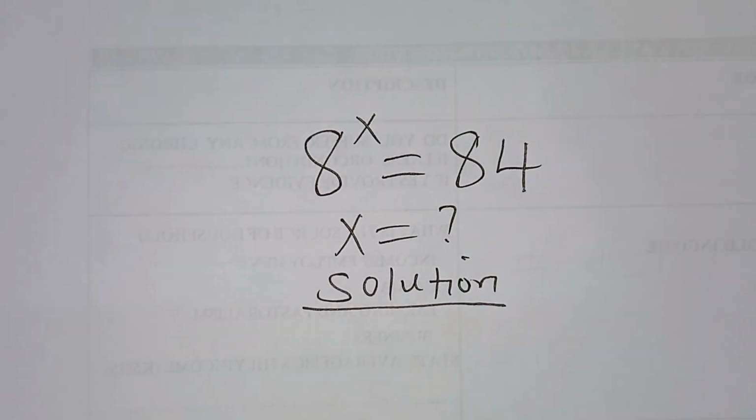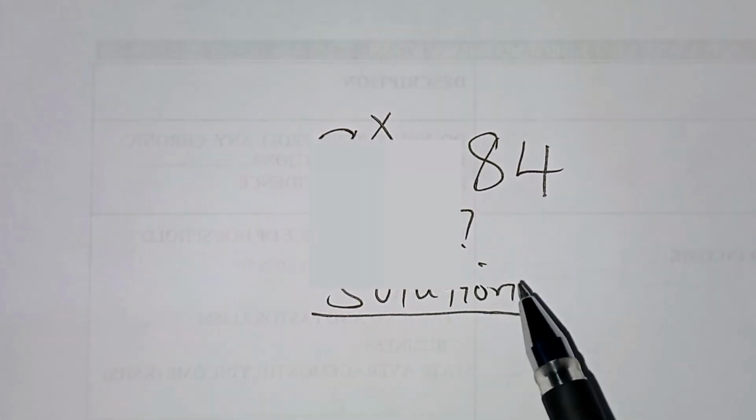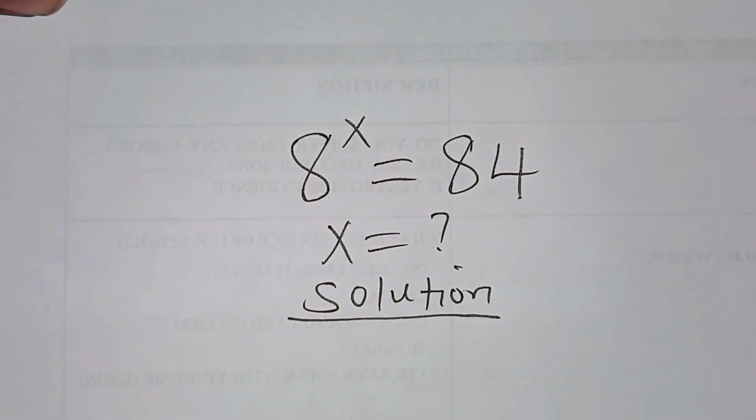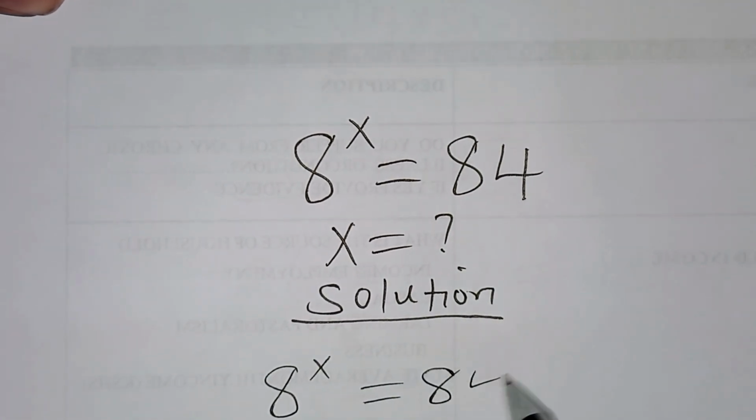You're welcome to provide a solution given this nice exponential equation, which is 8 to the power x equal to 84. So what is the value of x? Now we have 8 to the power x equal to 84.